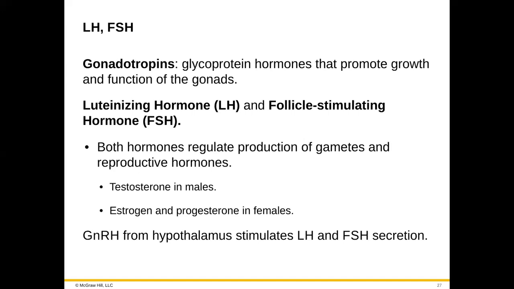So luteinizing hormone and follicle stimulating hormone, or LH and FSH, these are what we refer to as gonadotropins. So these are glycoprotein hormones that promote growth and function of the gonads. Both hormones are going to help regulate production of the gametes and reproductive hormones in general. I'm sure we're relatively familiar that in the case of males, that's testosterone, and in the case of females, that's estrogen and progesterone. So gonadotropin releasing hormone from the hypothalamus is going to stimulate luteinizing hormone and follicle stimulating hormone secretion from the anterior pituitary.